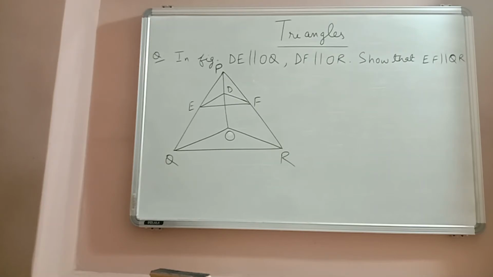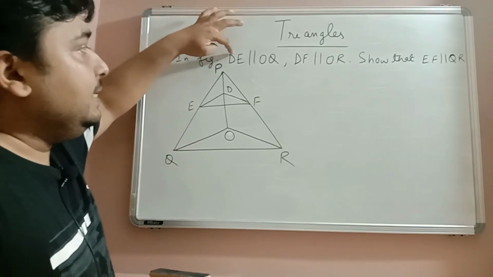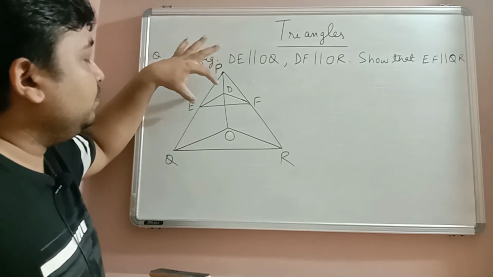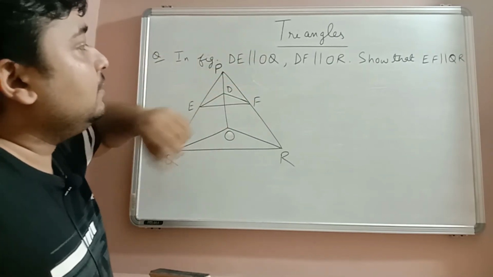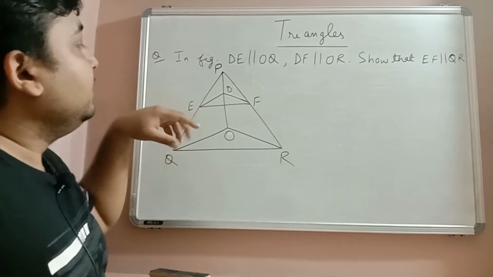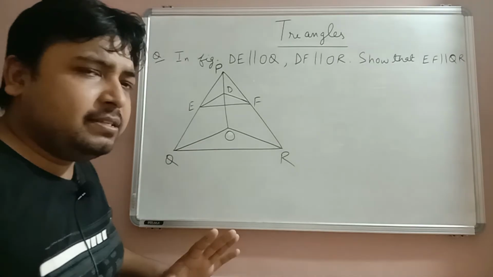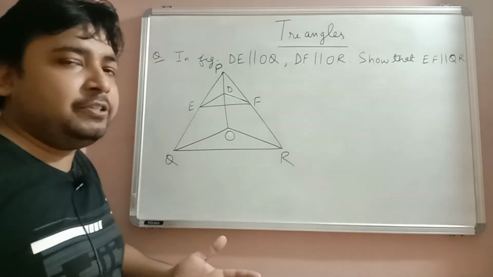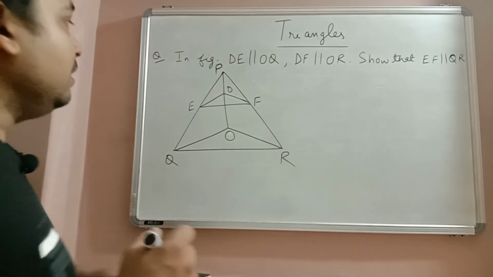Alright students, let's take up another question. The question says DE is parallel to OQ, DF is parallel to OR. We need to show that EF is parallel to QR. It can be easily proved using the basic proportionality theorem and the converse of the basic proportionality theorem.